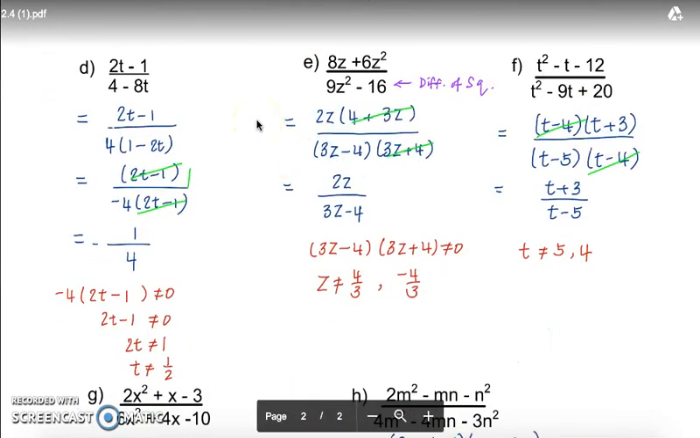D. Once again, we can try factoring first so that we may have a chance of reducing or simplifying this rational expression.